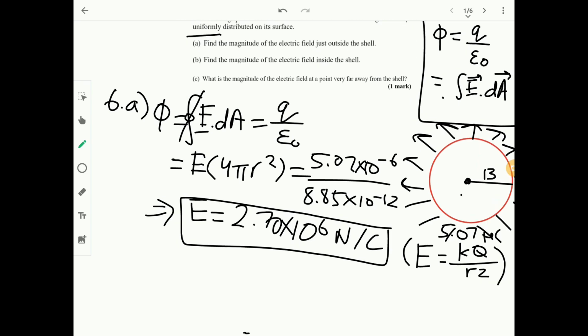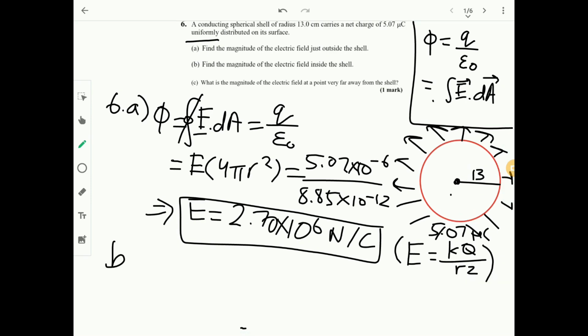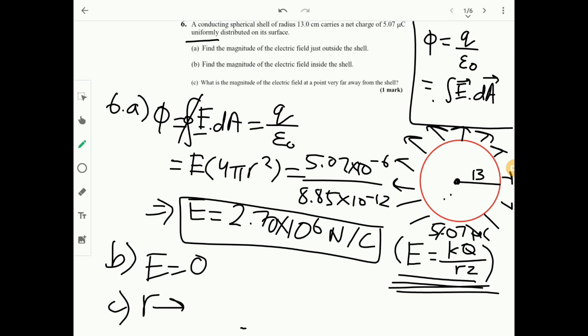Part B now. What's the magnitude of the electric field inside the shell? Since we know all the net charge is on the outside of the shell, is there anything inside? No. Very easy. E is 0. C. What is the magnitude of the electric field at a point very, very far from the shell? Since we know this equation that I'm underlining here, what they're asking us is, when r tends to infinity, what does E equal?